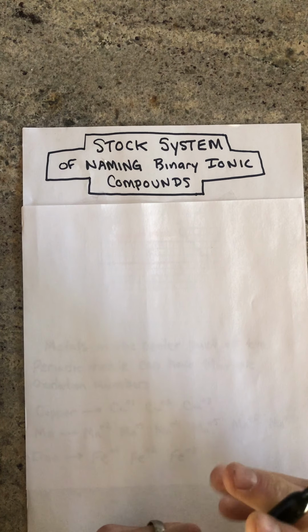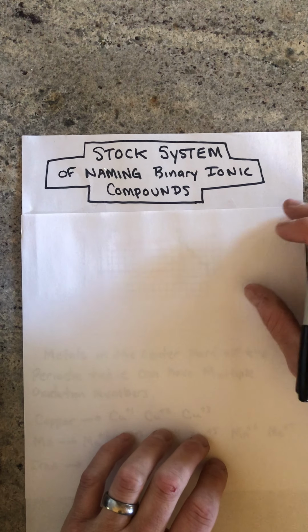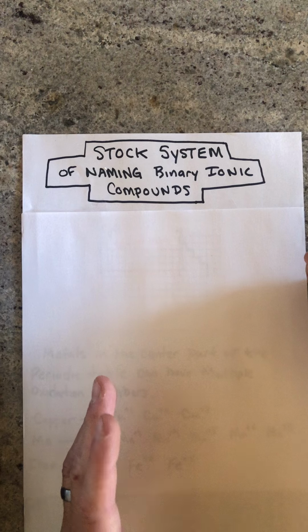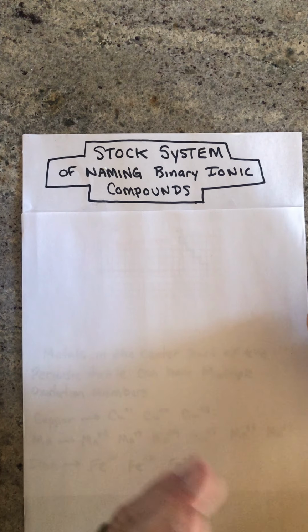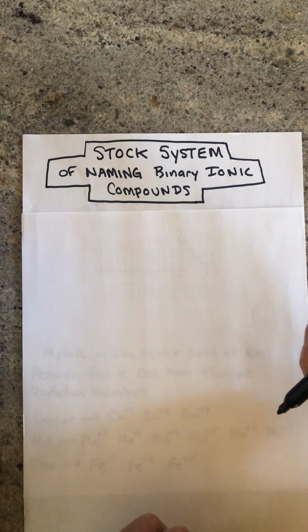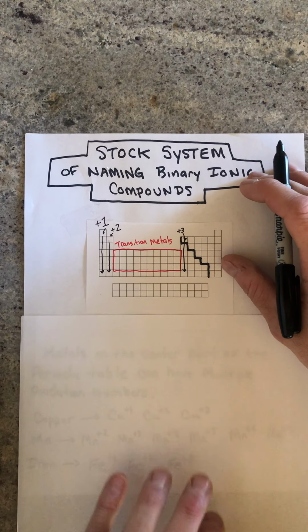All right, guys, let's talk about another naming system for binary ionic compounds. At this point, you're really good at naming compounds that come from the first, second, and 13th columns combined with elements from the 15th, 16th, and 17th columns on the periodic table. And so here's what I'm talking about.